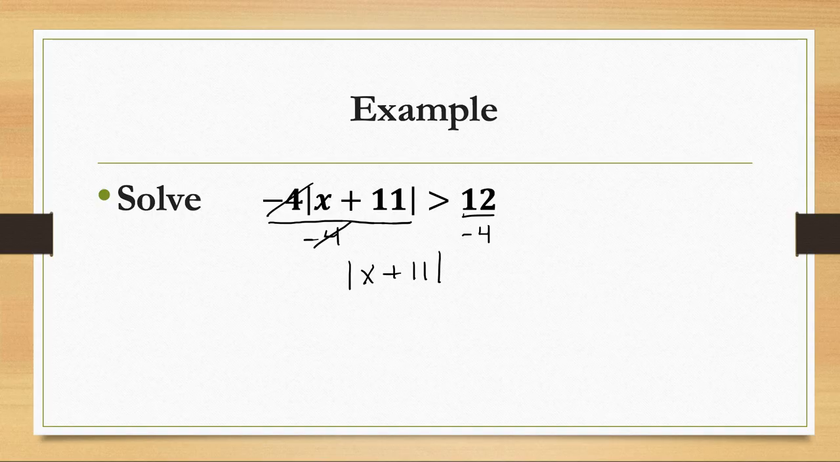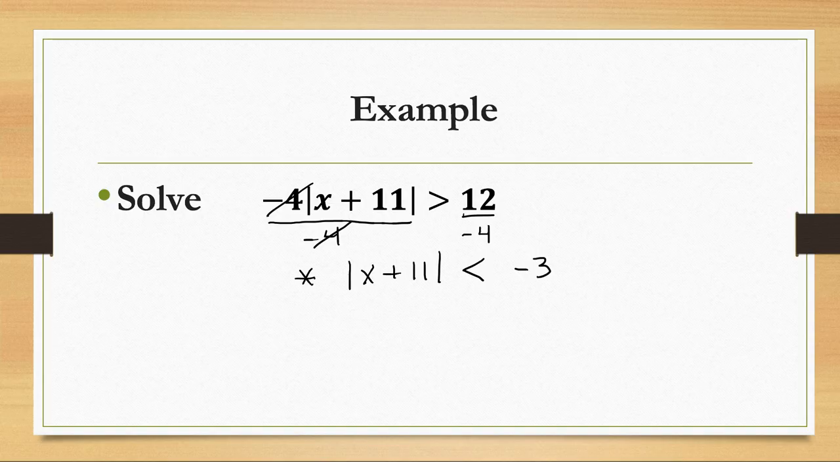12 divided by negative 4 is going to be negative 3 on the right. And remember that because we divided by a negative, the rule is to change the direction of the inequality. So that greater than now becomes a less than. So this is the problem that we're going to work with.